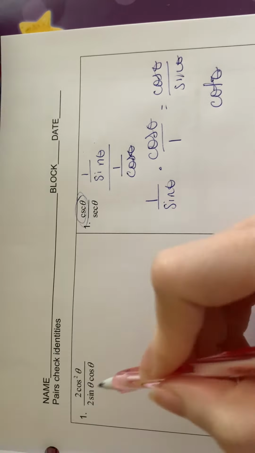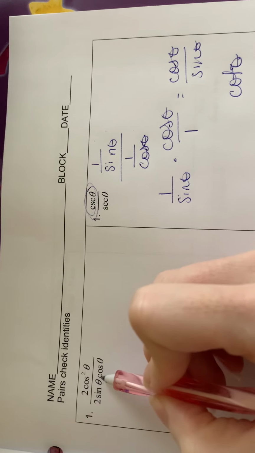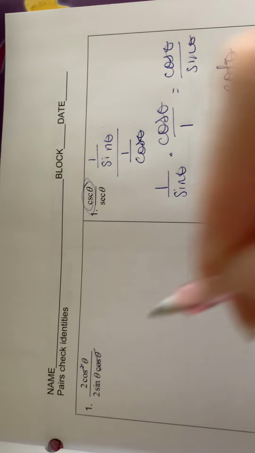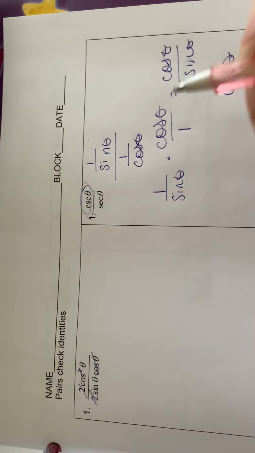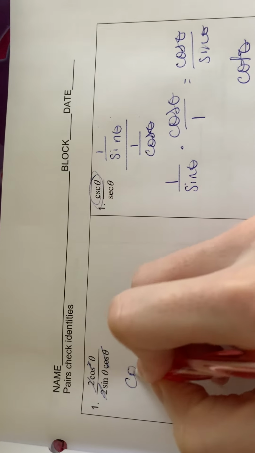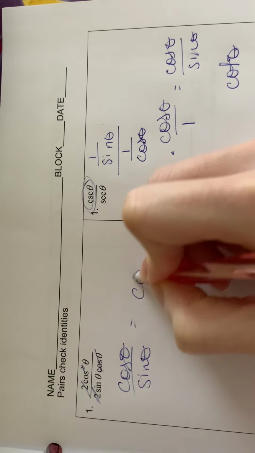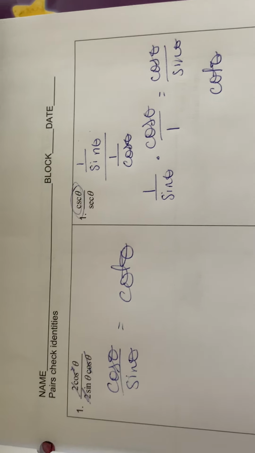Now let me just show you how this is going to work over here. This cos is going to cross out with that squared right there. This 2 crosses out by dividing. So I'm left with cos. You already see what's going to happen here. Cos over sine. Cotan. Look at that. All right, flipping the page.